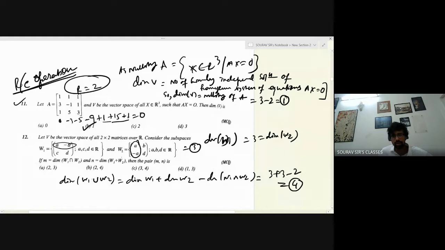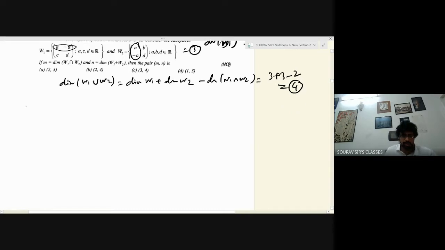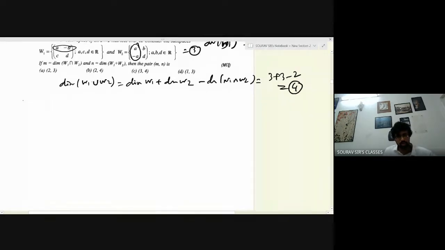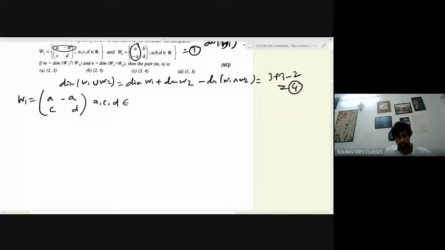Yeah, tell me. So how did you calculate this dimension? Yeah, so let me just recalibrate this thing. So this is W1, A, minus A, C, and D, right? So where A, C, and D, three things are used, these are real.